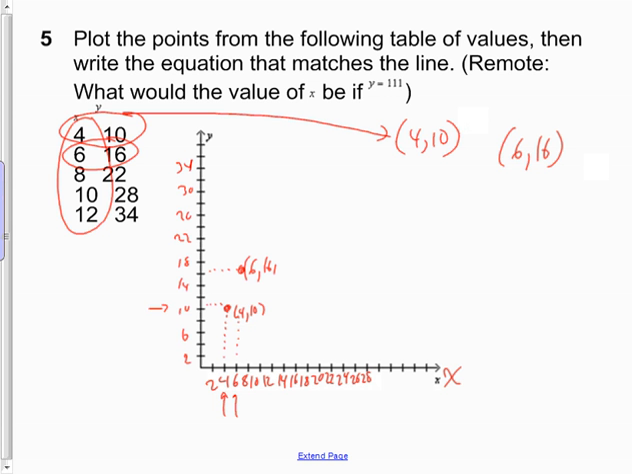6, 16. I'm just going to quickly plot the rest of them. 8, 22 would be right around here. 10, 28 would be roughly here. And 12, 34. Uh-oh. I think my line's gone a little wonky, but anyway, it's right there. That's not so bad. Okay? So basically, this line will go on forever, and this x-axis will go on forever, and this y-axis will go on forever. And if I was to continue this up, 34, 36, 38, dot, dot, dot, all the way up to 111, 111 would be somewhere through the ceiling, out in the sky somewhere.